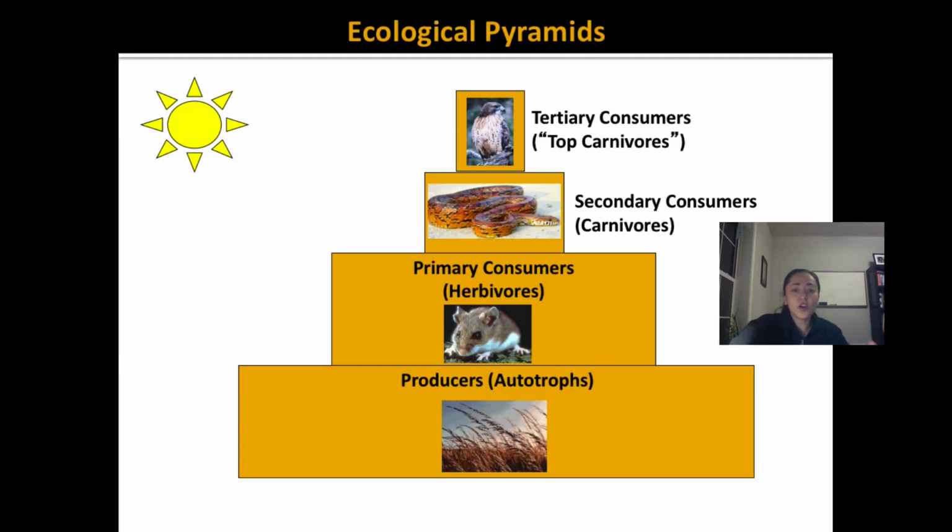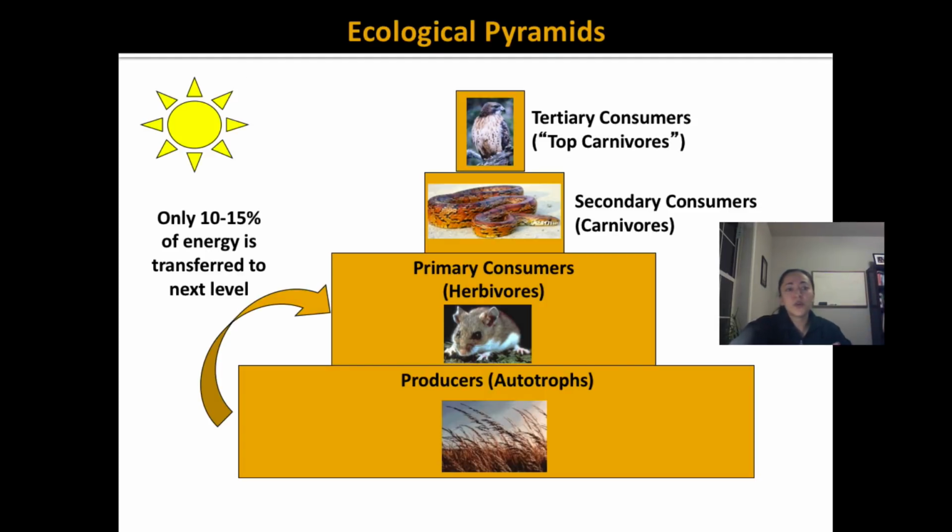All right, so as I go from producers to primary consumers, only about 10 to 15% of the energy that went into the producers is actually transferred to the next level. And only 10 to 15% of the energy that went into the primary consumers is actually transferred to the secondary consumers. So we're losing energy as we move through the different trophic levels.